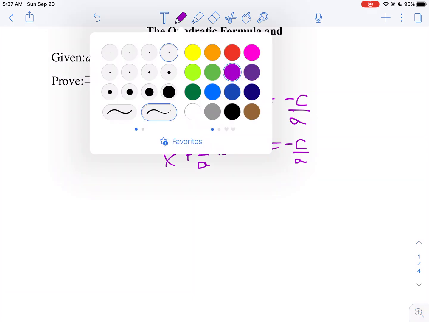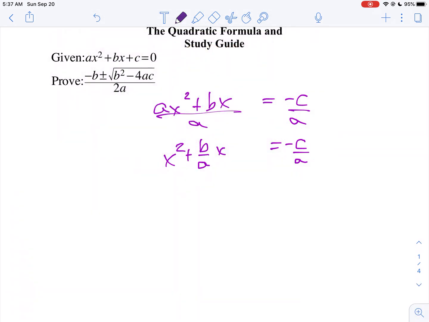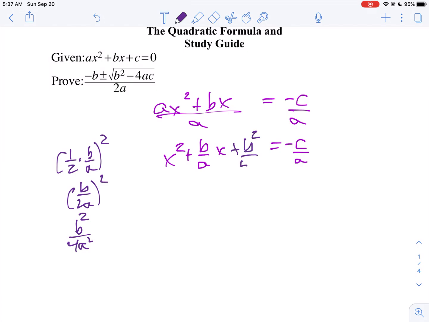Now, let's find half of the middle term. So I take 1/2 of b over a, and I square that. Well, half of b over a is b over 2a. When you square that, you get b squared over 4a squared. So we're going to add that to both sides. So I'll say plus b squared over 4a squared.